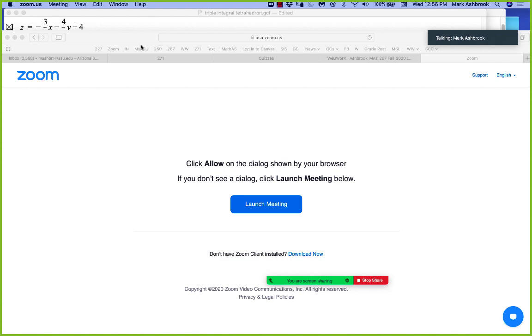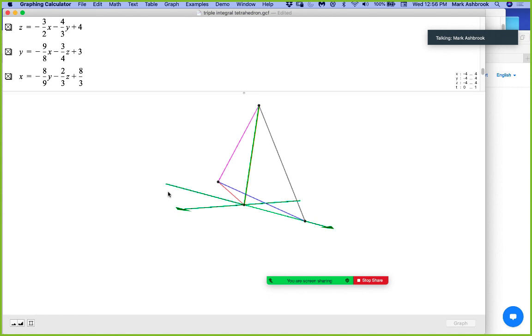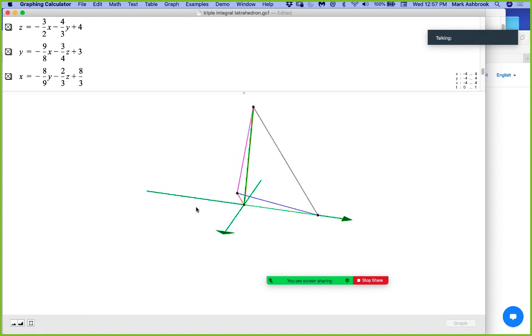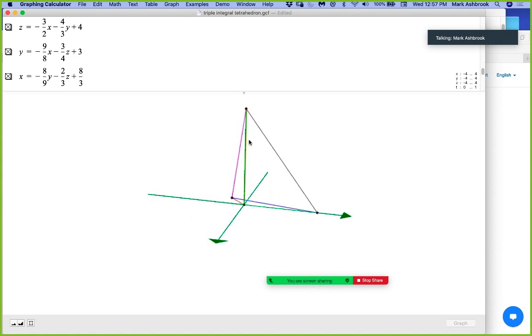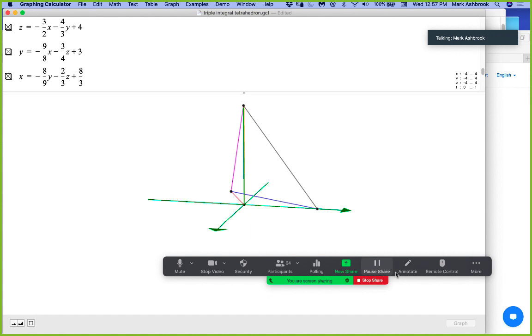Triple integral examples today. We're going to continue on with this tetrahedron problem. So the tetrahedron, we decided, the first thing we did was we found the four planes.